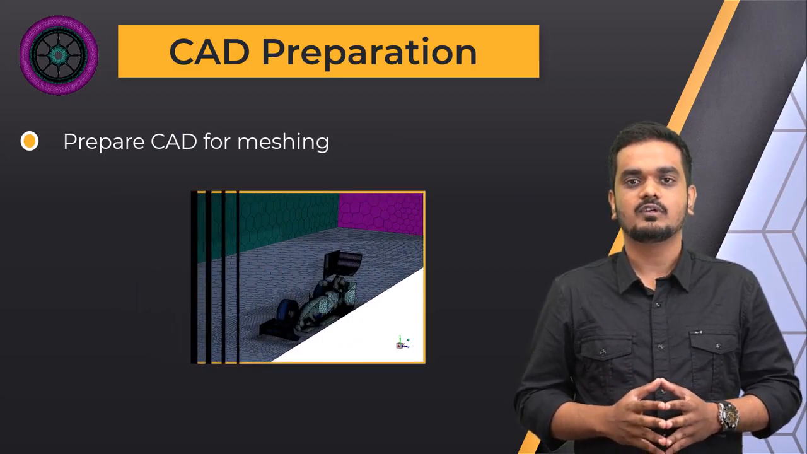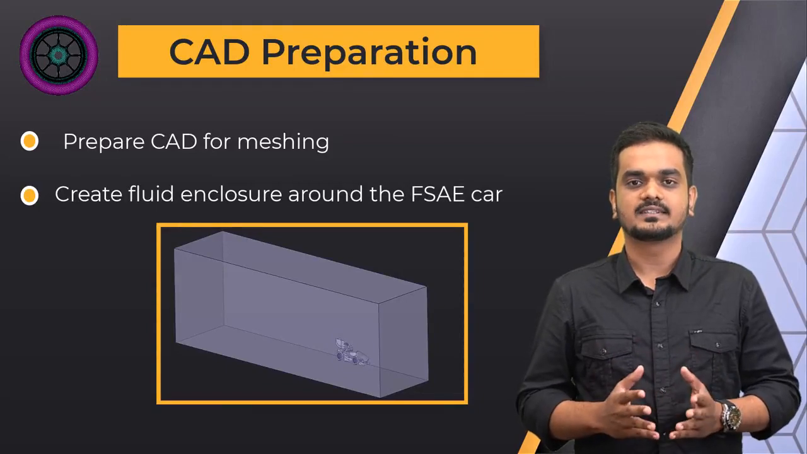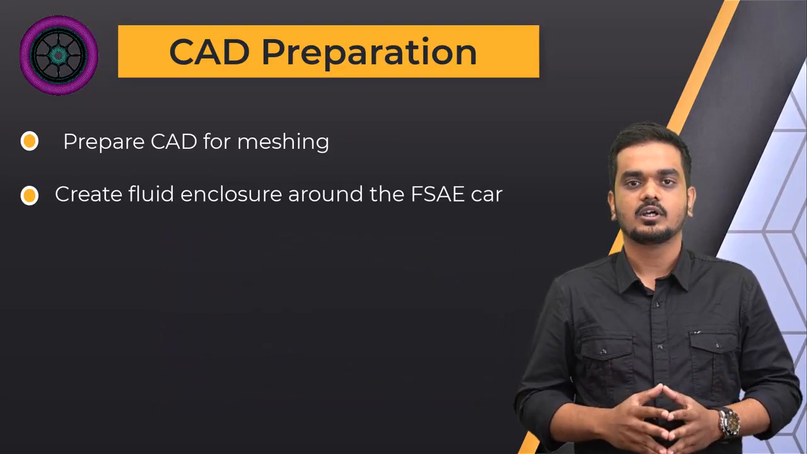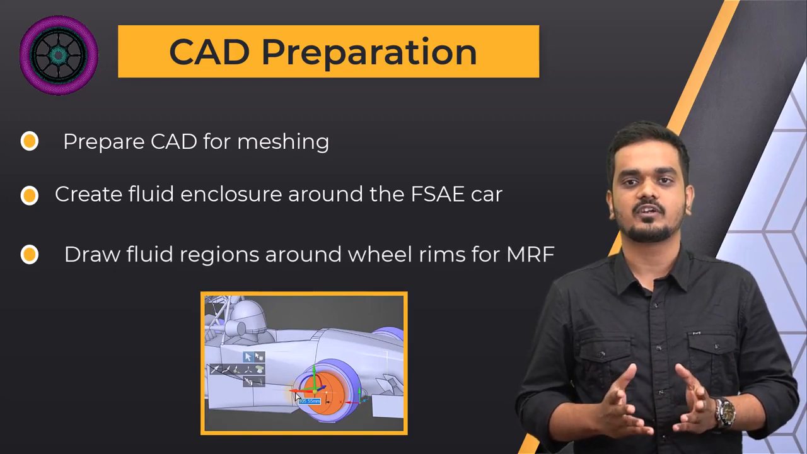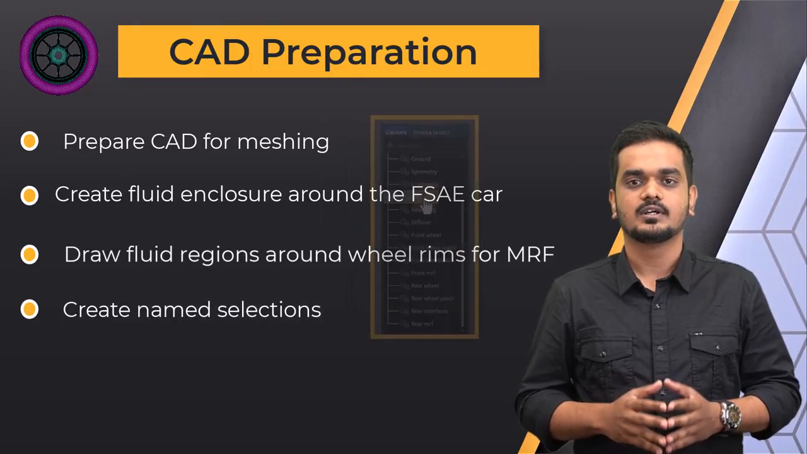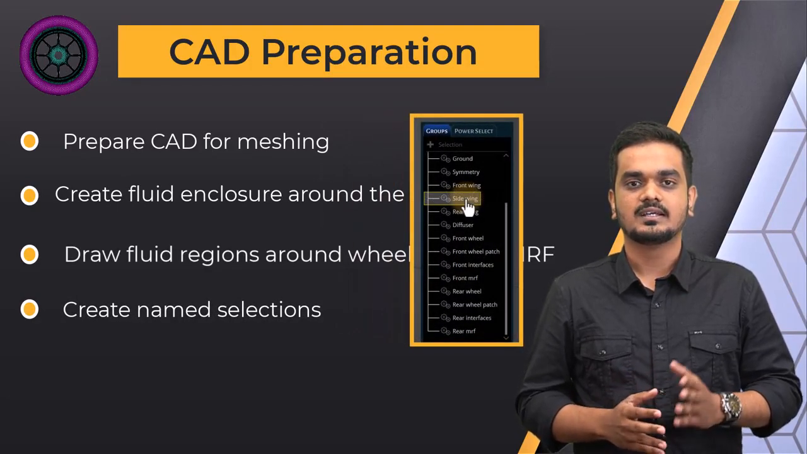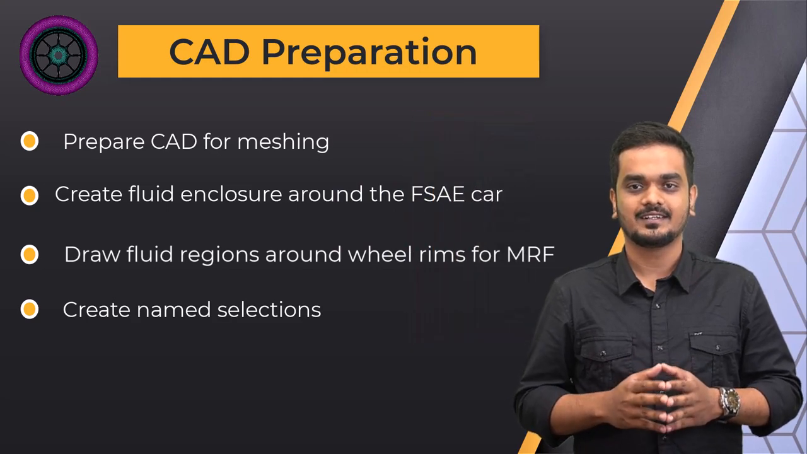Specifically, we will look at how to create a fluid enclosure around the car for external aerodynamic analysis, draw fluid regions around wheels for giving moving reference frame boundary condition, and finally, create named selections to be used while meshing, setup, and post-processing. Sounds interesting, right? Let's get started.